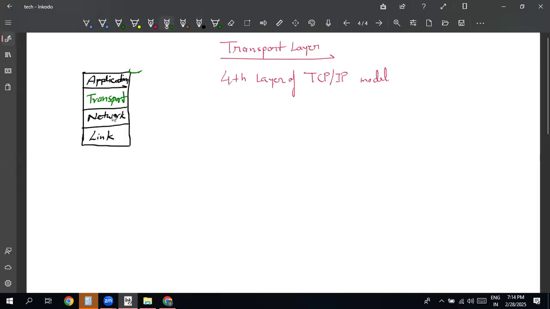A few key features of the transport layer. That is what we are going to pen down here. Key features. This is a theoretical part, guys. So you just have to remember what features we have at the transport layer and how it works. The very first feature of the transport layer is end-to-end communication.